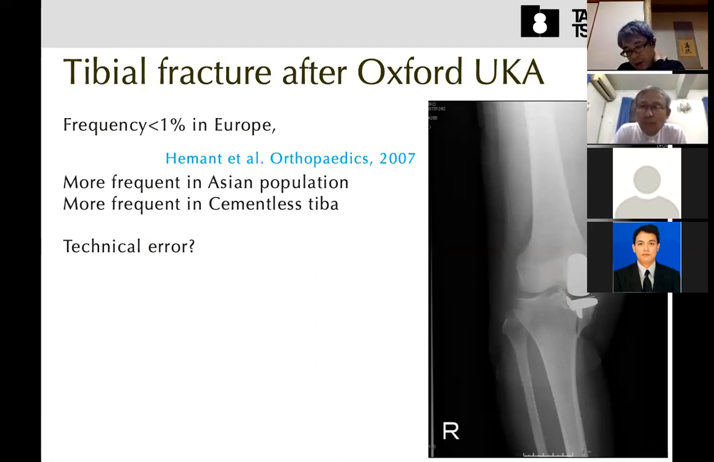The European patient has a very big, straight, and very strong bone. But in contrast, in the Asian patient, especially elderly female patients, the patient has very osteoporotic bone, easy to break, and of small size. And in addition, many Japanese and Asian patients have tibia vara. Tibia vara can cause fragile bone.